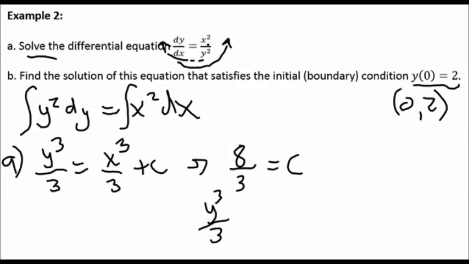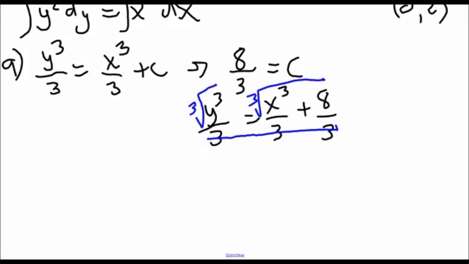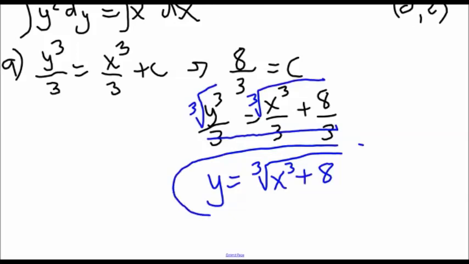I've got y cubed over 3 equals x cubed over 3 plus 8 over 3. Cool. Well, multiplying both sides by 3, all of that cancels out. I want this to be solved for y, so I'm going to cube root both sides of this, and then that actually, right there, gives me my solution. And so what I've got is y equals the cube root of x cubed plus 8. And that now is my particular solution given my initial condition.